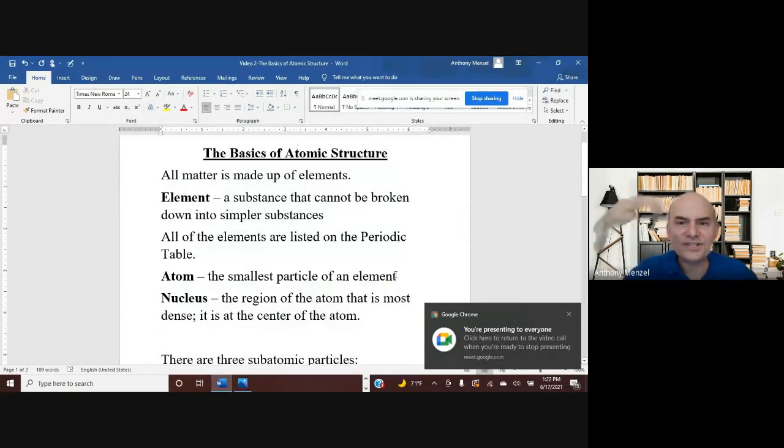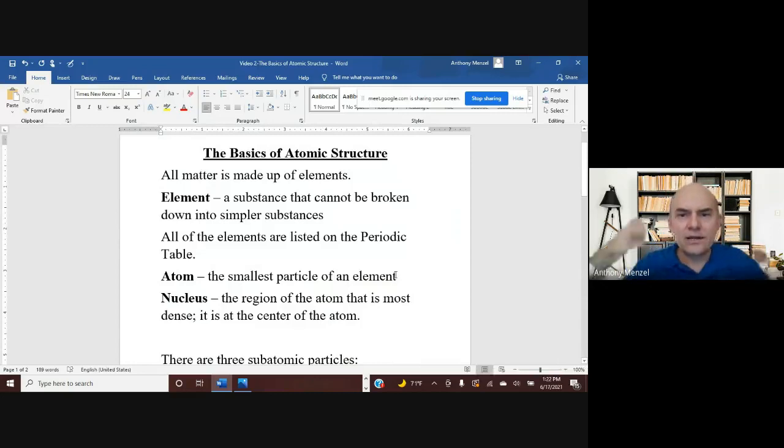So to better understand the information that is provided on the periodic table, we have to understand something about atomic structure. As we said in the last video, all matter is made up of elements. And the element is a substance that cannot be broken into simpler substances, and all of the elements in the universe are listed on the periodic table. So what is an atom? An atom is the smallest particle of an element.